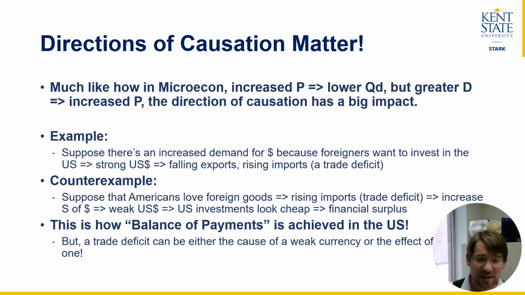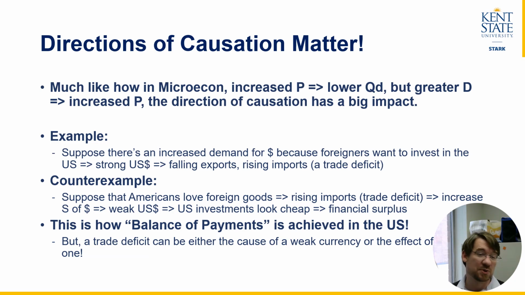On the other hand, it's also perfectly possible that maybe Americans just love foreign goods, in which case we'll see rising imports as we're buying from abroad. That is a trade deficit again. But in this case, those rising imports increase the supply of dollars available in the market, as we're taking those dollars and using them to buy foreign currency so we can buy foreign goods. So we end up with a weak US dollar. Now, because of the weak US dollar, US investments are going to look cheap, and that leads to a financial surplus.